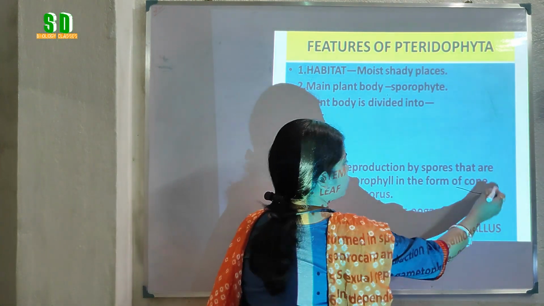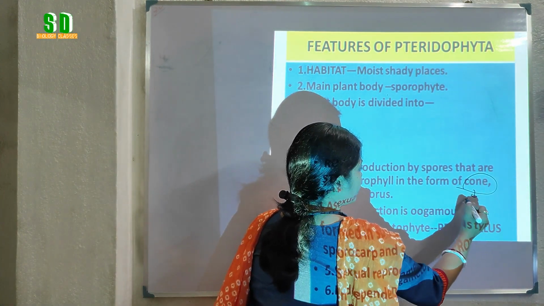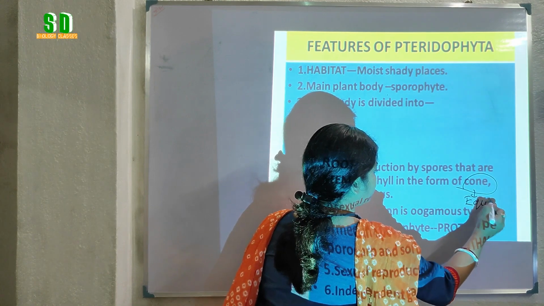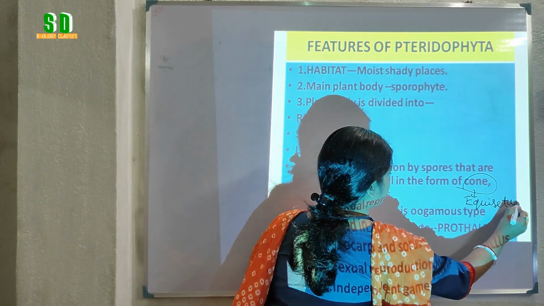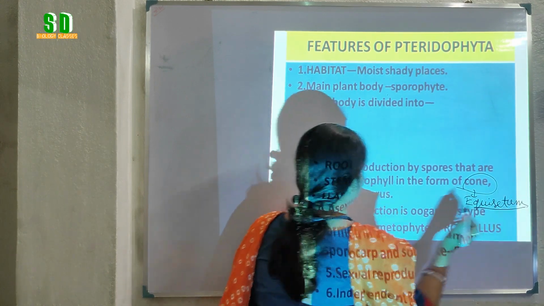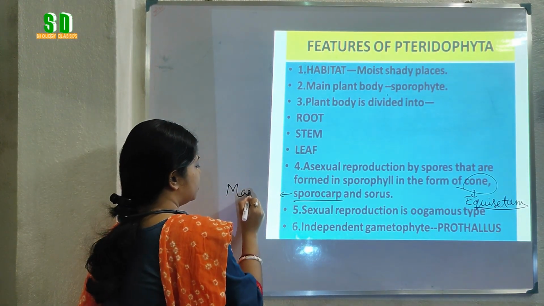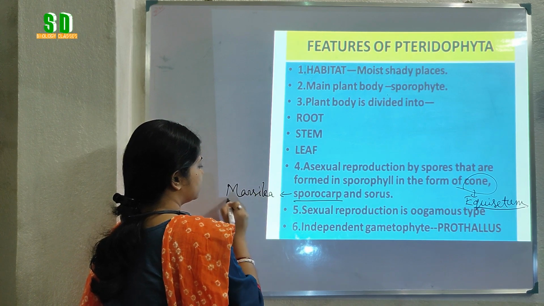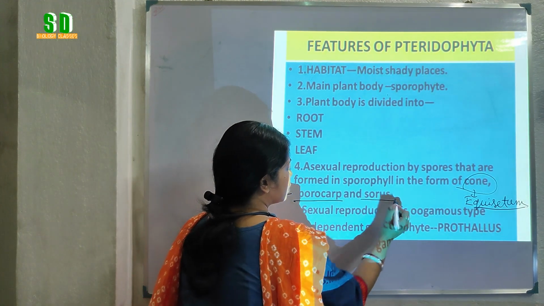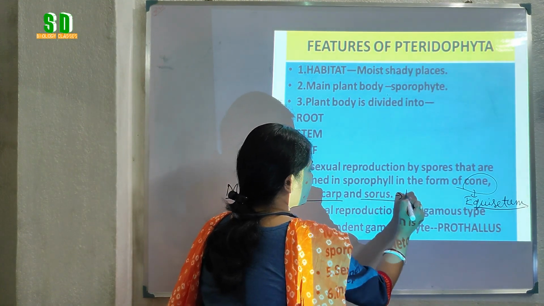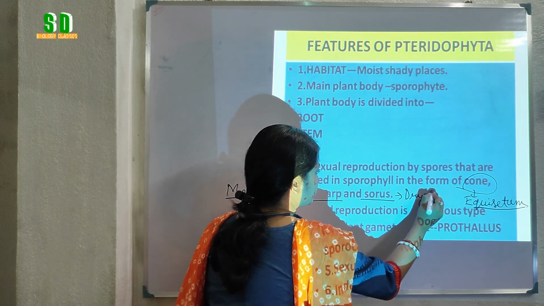We can see this cone-like structure in Equisetum, we can see the sporocarp-like structure in Marsilea, and we can see the sorus-like structure in Dryopteris.